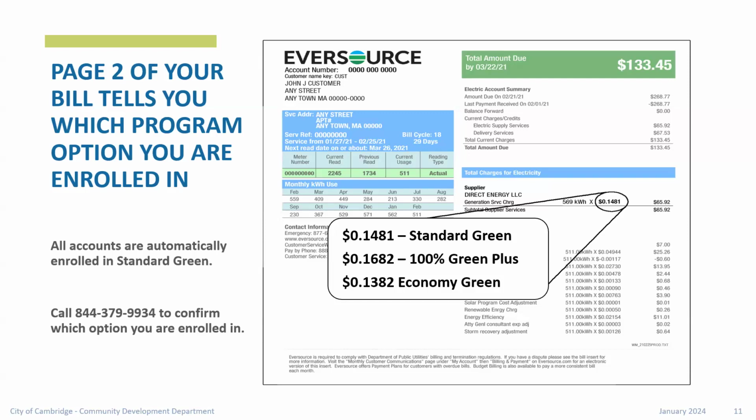So if there's any question, like I see down here that someone says my generation service charge shows kilowatt hours times 0.10200, that was the previous supply charge for our standard green product. So you are enrolled in standard green, and if you make no changes at all, if you just do nothing, the new supply charge that you'll see probably on your next bill will be the 1481 price.